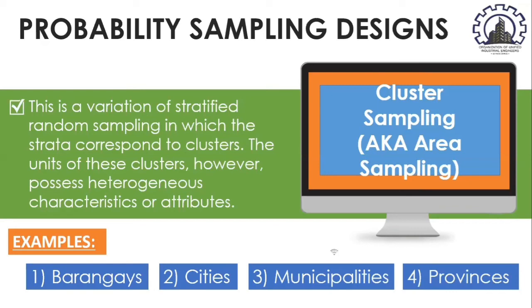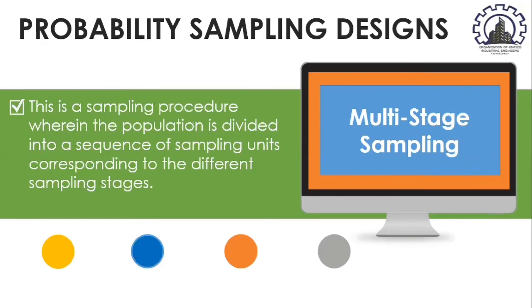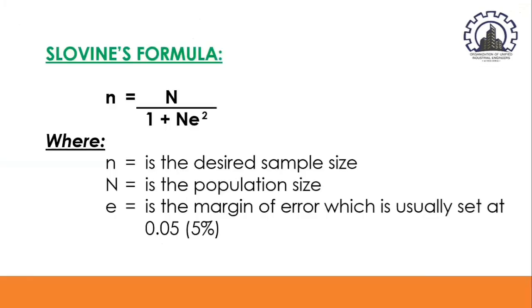So for that matter, we call that heterogeneous characteristics. And aside from cluster sampling, we also have what we call multi-stage sampling. This is a sampling procedure wherein the population is divided into a sequence of sampling units corresponding to the different sampling stages. And another issue pertaining to sampling is the question as to how large a sample must be. Generally, there is no hard and fast rule in determining the sample size to be taken from a population of size capital N, which is your population.